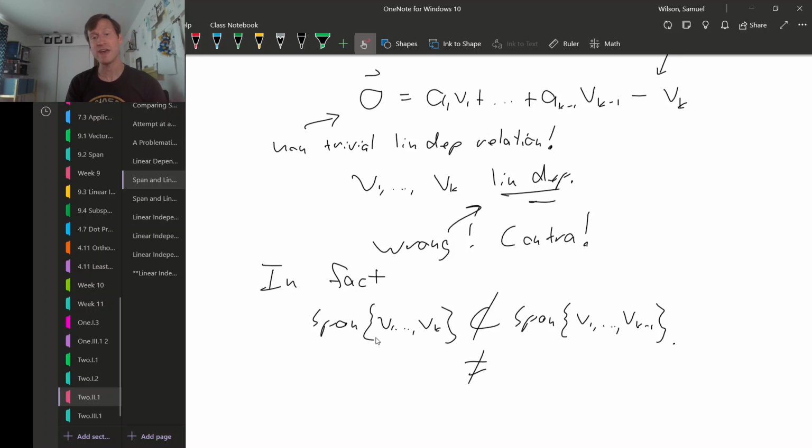If we have a linearly independent set, you need every one of those vectors to get the same span, right? If you leave out any one of them, that changes the subspace that you get as the span. Good, so that's one of the two things we wanted to check. Let's check the other one.